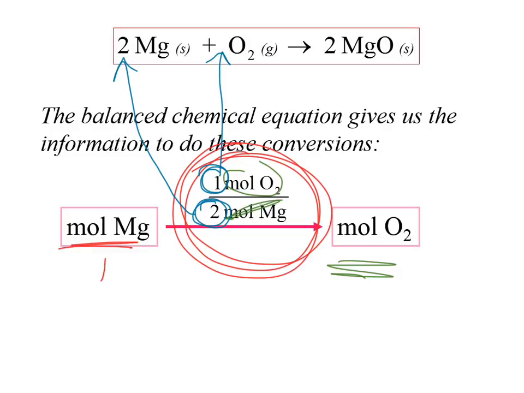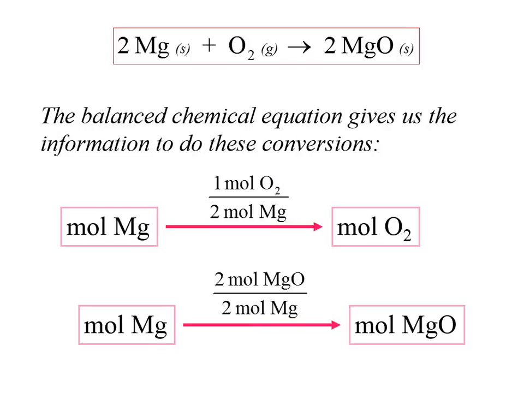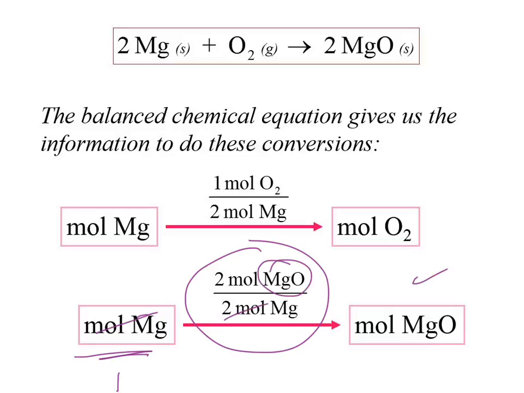For the second one, we need a different ratio because we're going from moles of magnesium to moles of magnesium oxide. So we're going to pick this one. So our first term is just going to be that moles of magnesium over 1. If we go with this ratio, then moles of magnesium will cancel. We're left with units of moles of magnesium oxide, which is exactly where we want to be. But again, just recognize that this 2 came from here, and this 2 came from here.